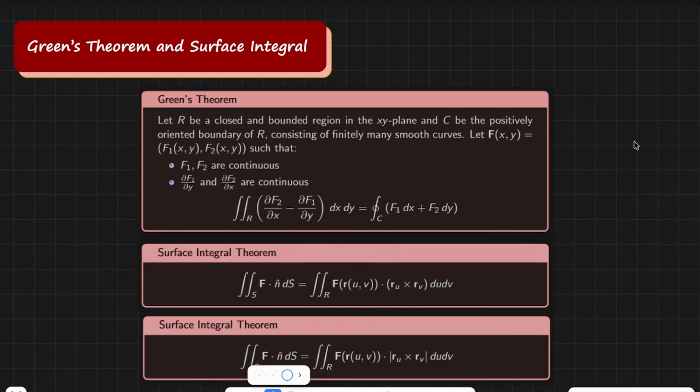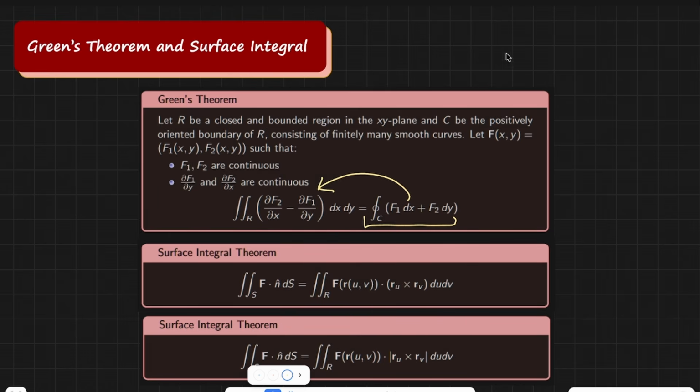So the next concept is Green's theorem and the surface integral. This is again a very important theorem. Now we'll come to the main core part of integral calculus, that is called Green's theorem. We will convert our double integral problem to a single integral, or you can simply say the line integral problem can be solved using the double integral directly.